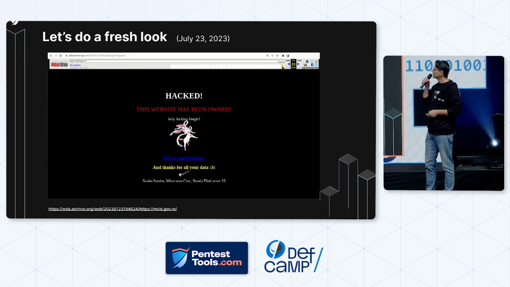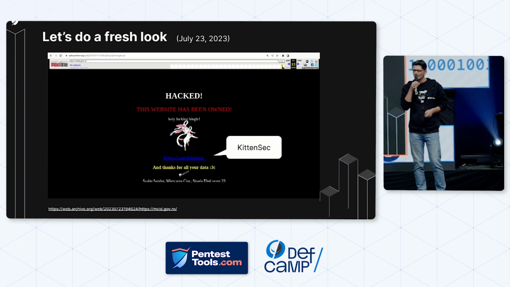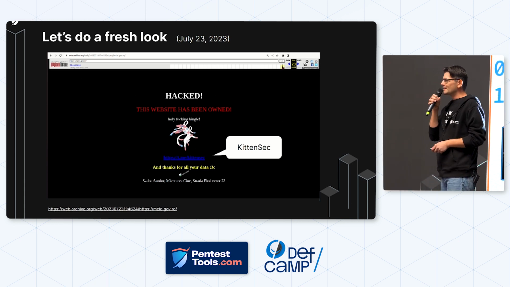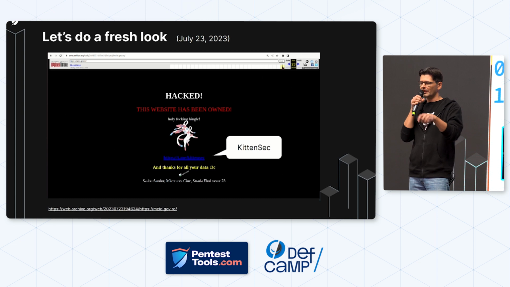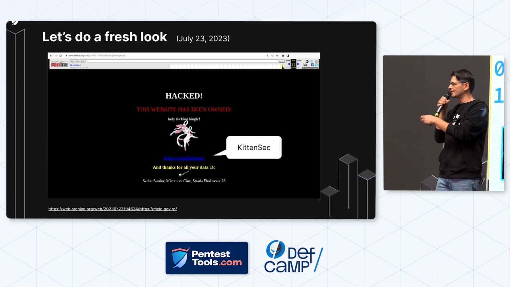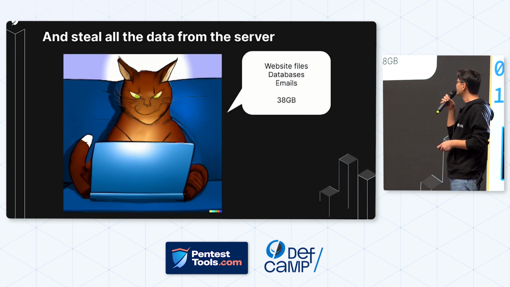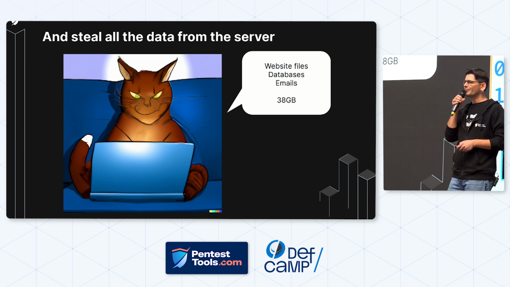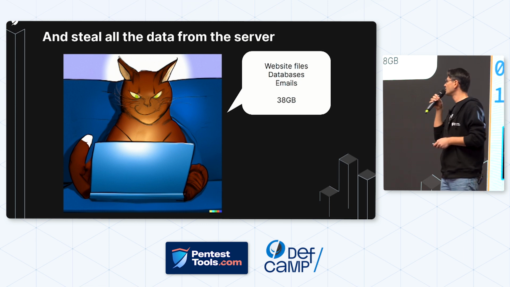And this is how the website looked on the 23rd of July. And in order to leave its mark, what better name for a hacker kitten would there be than KittenSec? Basically, this is the true name of the hacker group that the author of the exploit of the attack was part of. And after that, he started digging through the data to see what he gained access to. And on that server, there were multiple instances of WordPress with multiple sites on the same server.